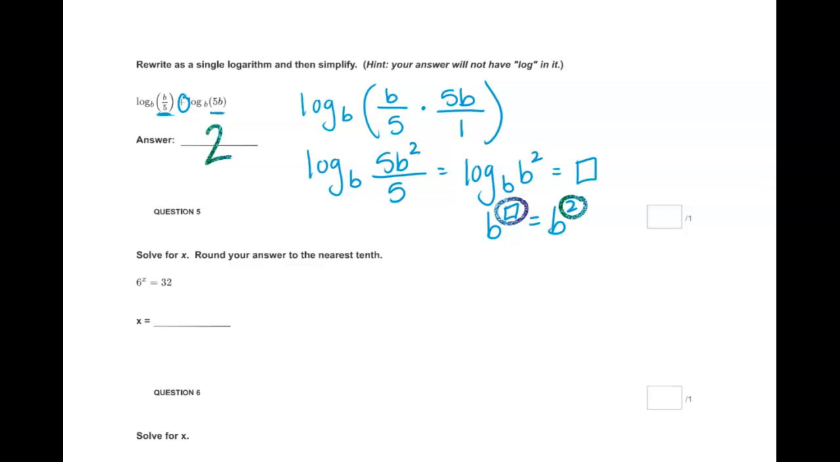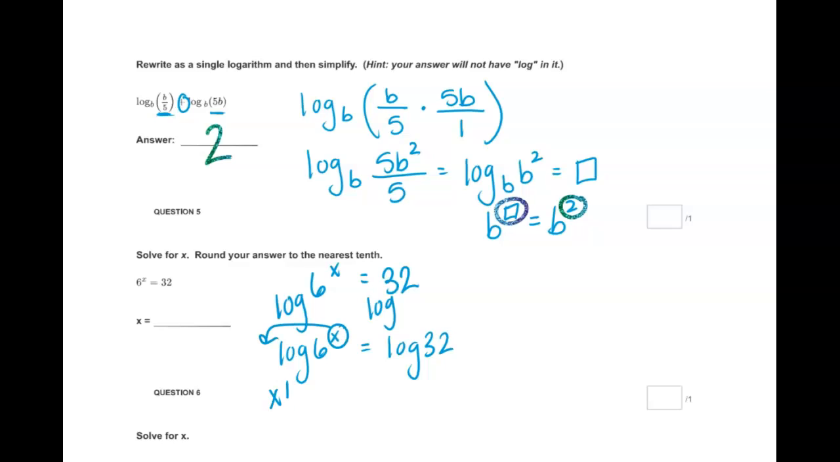For this next problem, 6 to the x equals 32. Since we're rounding to the nearest tenth, we're going to have to use our calculator. If we have 6 to the x equals 32, the way we solve these is, we have a variable in the exponent and we don't want it there. So I'm going to take the log of both sides. So then I'll have log of 6 to the x equals log of 32. What is log 32? I don't know. But I can keep solving.